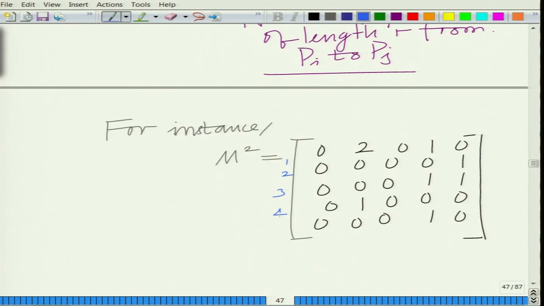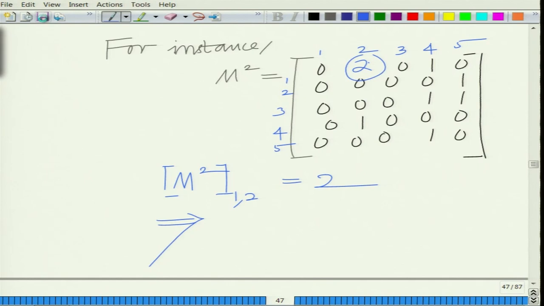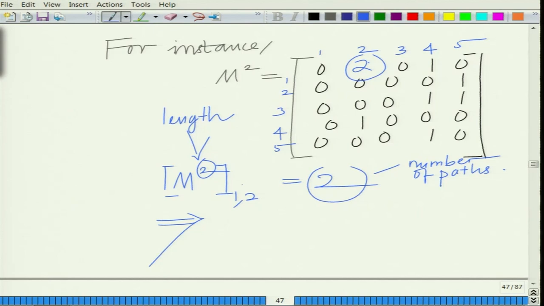We can see these are basically your nodes 1 2 3 4 5 and nodes 1 2 3 4 5. Now, look at this entry, the 1 comma 2 entry is 2, right. So, M square of 1 comma 2 equals 2. What does this imply? This implies that from P1 to P2, there are 2 paths of length 2. This is the number of paths, and this is the length, the number of R length connections. So, 2 paths of length 2 from P1 to P2. That is essentially the anatomy of this.